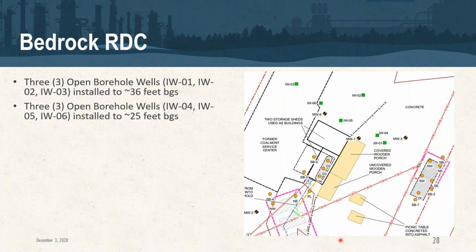So, as we talked about, coming in to fill the data gaps to try and get a better picture for the facility. Bedrock RDC consists of 3 Bedrock open borehole wells, 1, 2, and 3 installed to 36 feet below grade, and 3 additional wells installed, 4, 5, and 6, to an approximate depth of 20 to 25 feet below grade.